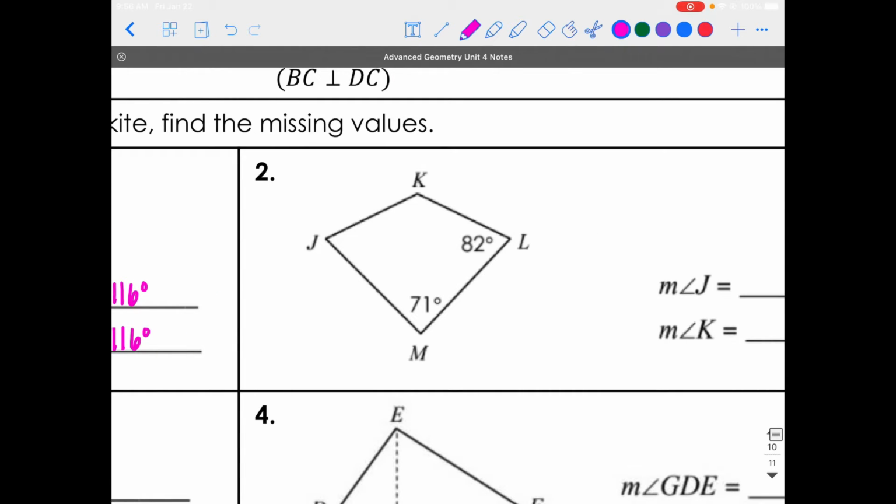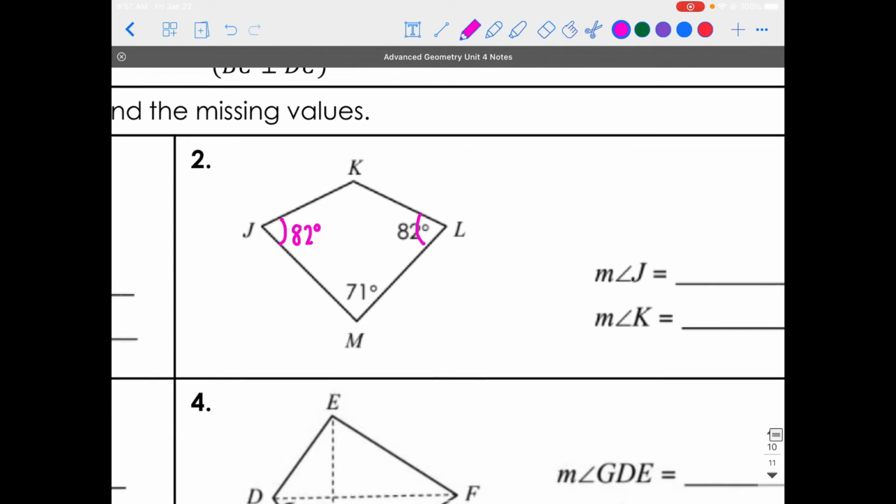Number two, angles J and L are the same, and it's not always explicitly told to you which ones are the same. However, it's obvious that K and M are not the same. One is definitely obtuse, one is acute, so it would have to be J and L that are the same. And so that means angle J would be 82 degrees.